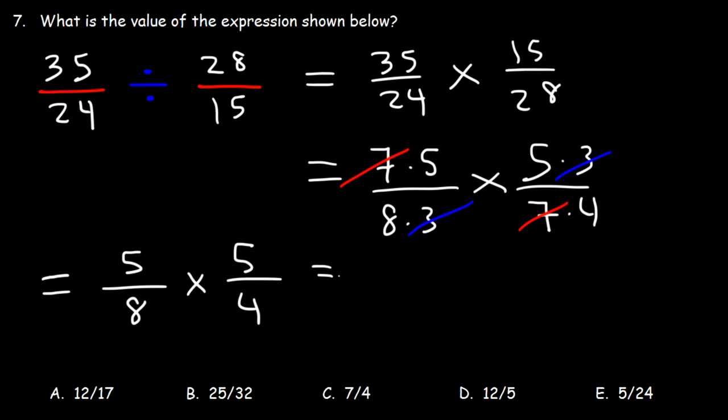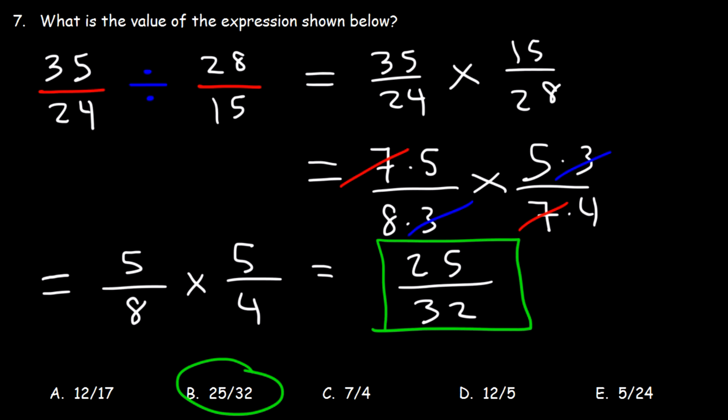So now we can multiply across. 5 times 5 is 25. 8 times 4 is 32. And so this is the answer. 25 divided by 32. So that corresponds to answer choice B. So when multiplying two fractions, cancel first. You want to simplify the fractions first by canceling and then multiply. It's going to be a lot easier if you do it this way.